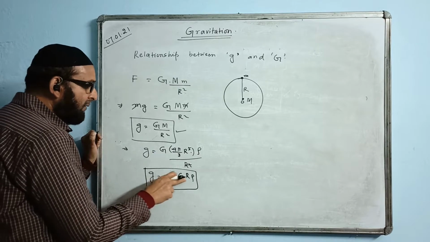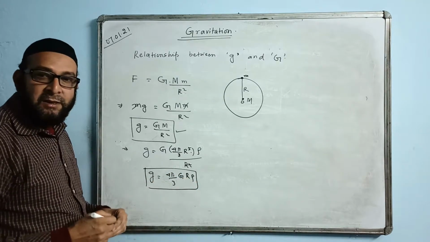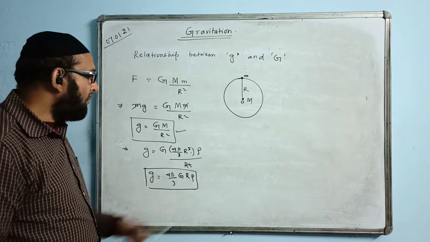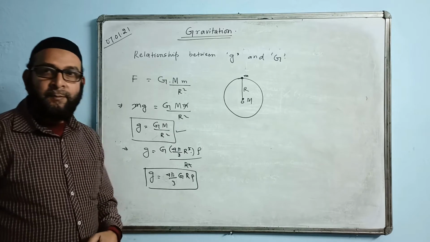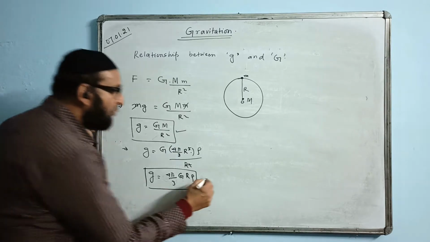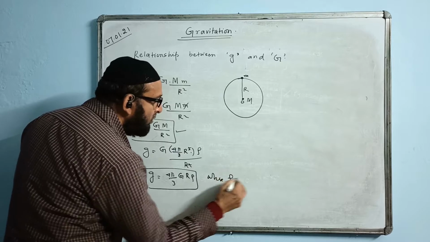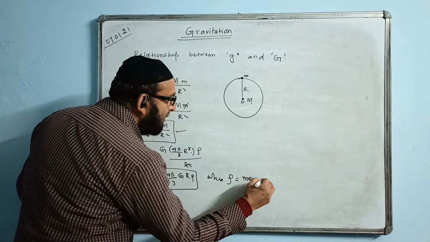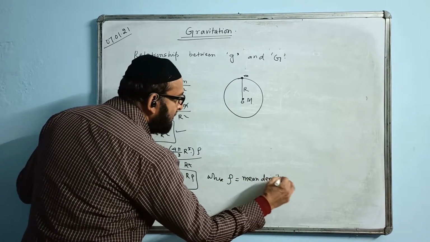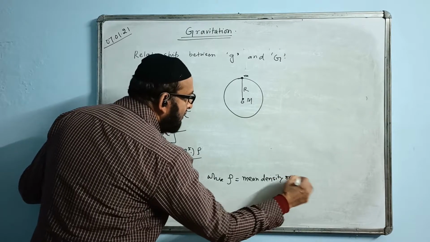This relationship we have in terms of the density of the earth, where rho is equal to the mean density of the earth.